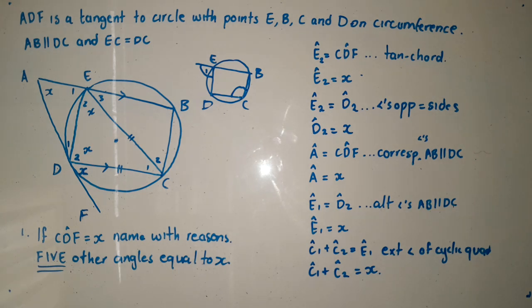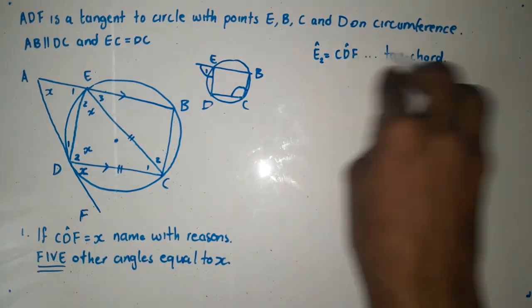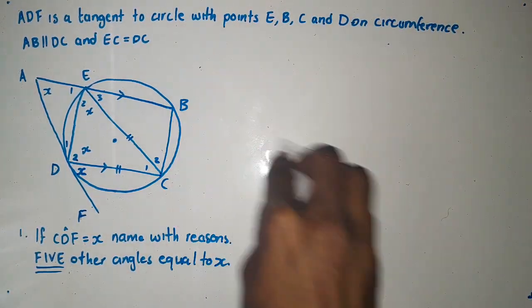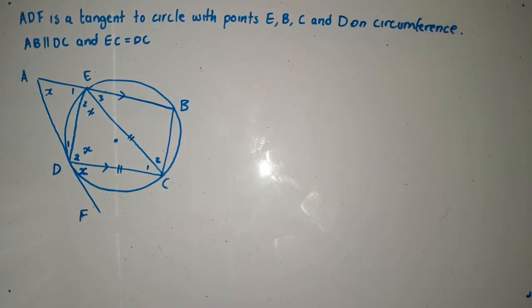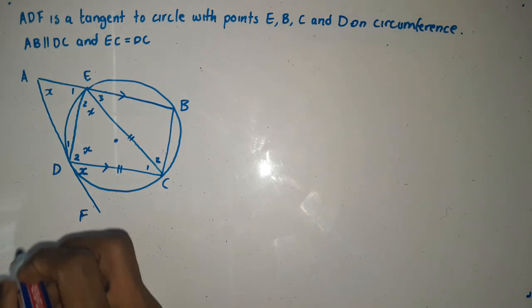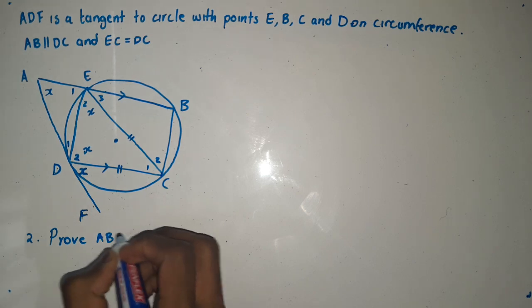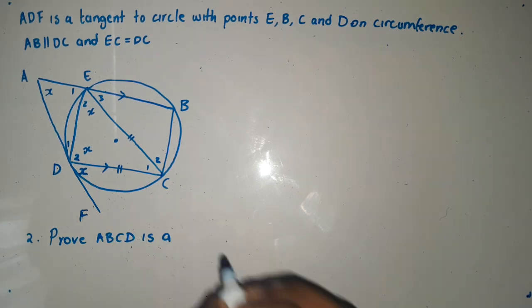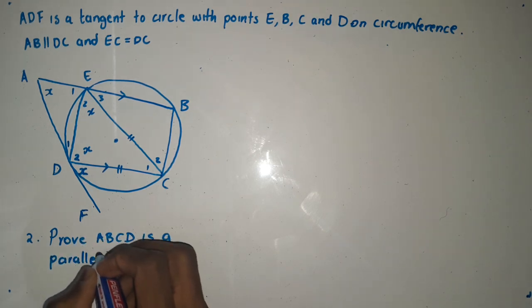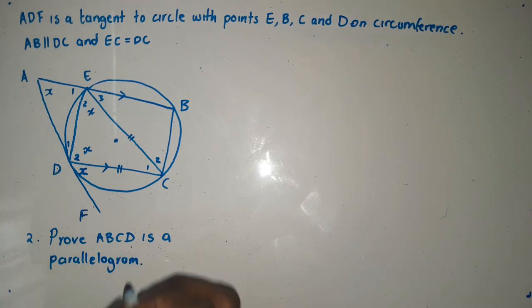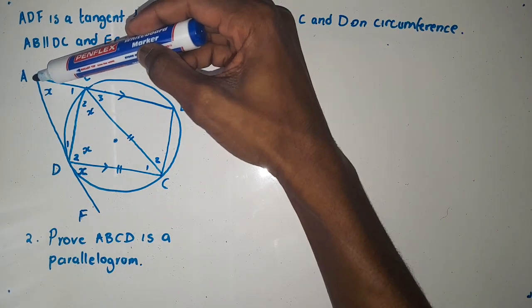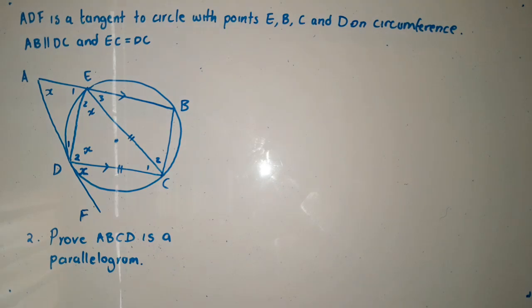Then now let us try to answer the second question. Let me erase again here. See? Like this. Then now, number 2. Now we need to prove that A, B, C, D is a parallelogram. You see, we need to prove that A, B, C, D is a parallelogram. And now, how are we going to prove that this one is a parallelogram?